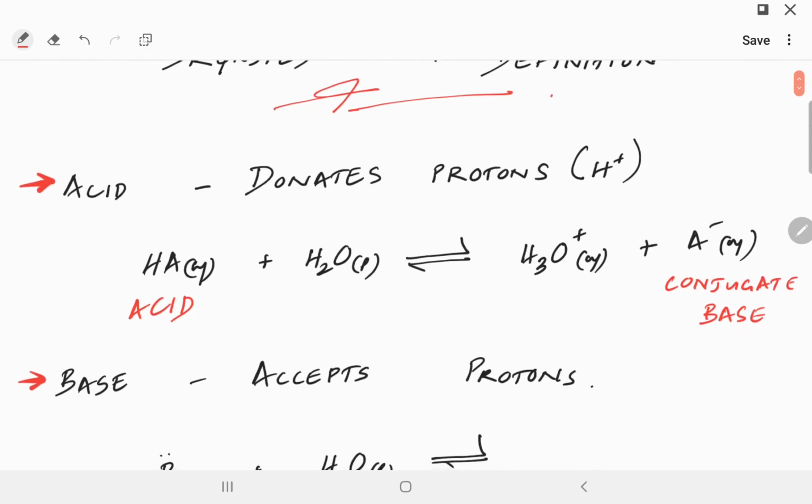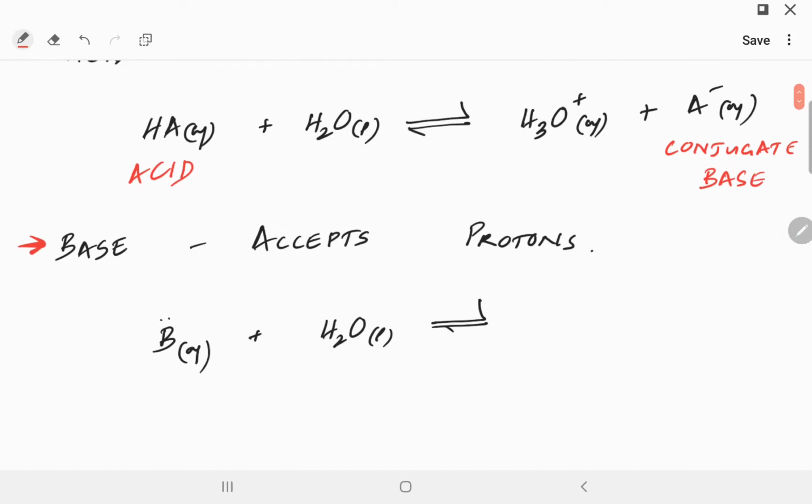Similarly, according to the Brønsted-Lowry definition, bases are chemical species that can accept protons. So in here, let's consider B as our base. In this chemical reaction, the lone pair on B will be accepting a proton from water. So you are accepting a proton from water, so you will form HB, and then you will also have OH minus in the reaction medium.